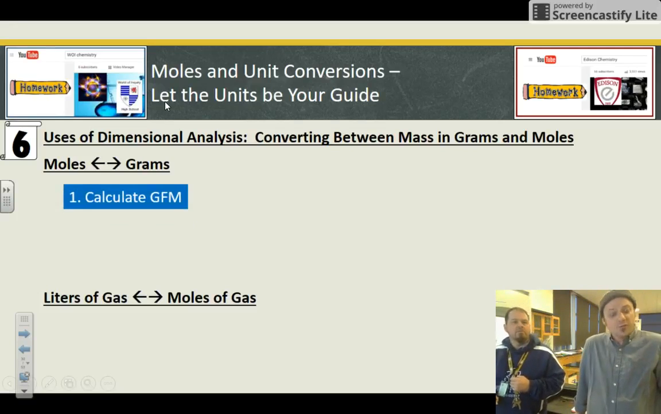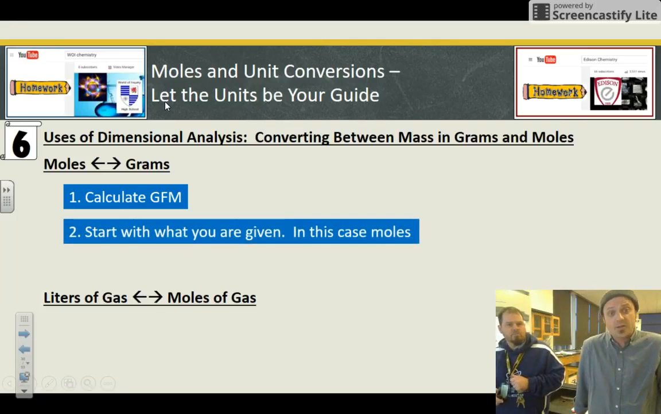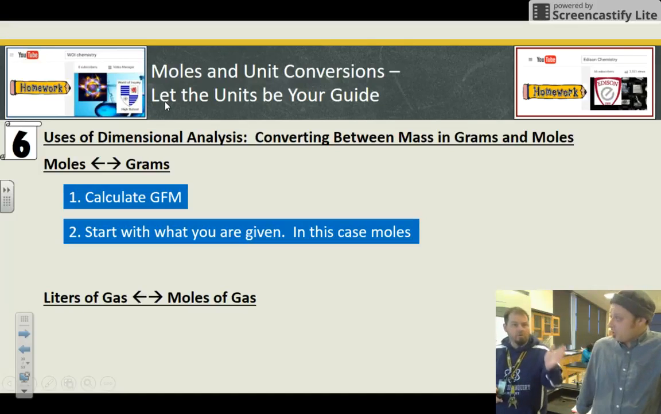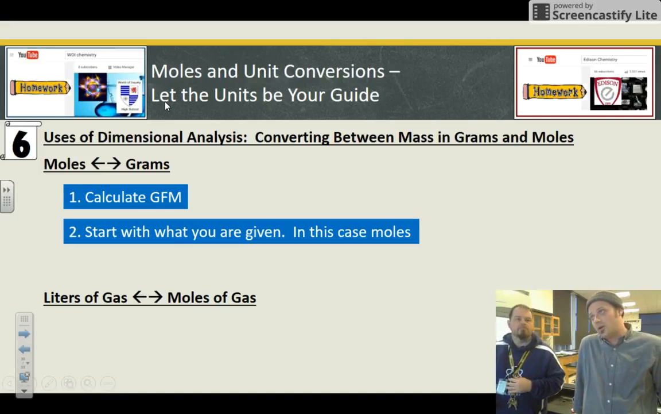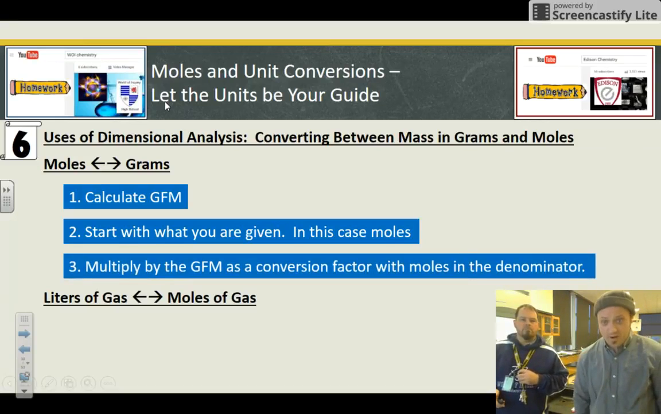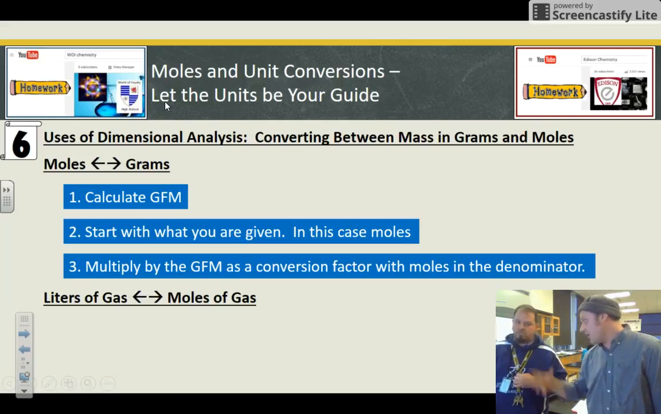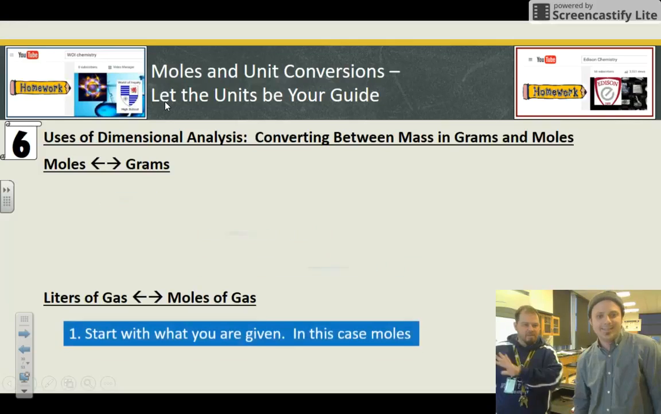So the first step is always figure out the gram formula mass of the compound you're interested in. Start with what you're given. In this case it is moles. So you're going from moles to grams, like 2 moles of water. How much does it weigh? You start with the moles, so you multiply by the gram formula mass as the conversion factor with the moles in the denominator. So for water, it would be 18 grams over 1 mole. And so 2 times 18 would be 36 grams if that were the example we're doing, but we're not. We'll get there. First, let's get it out in words.